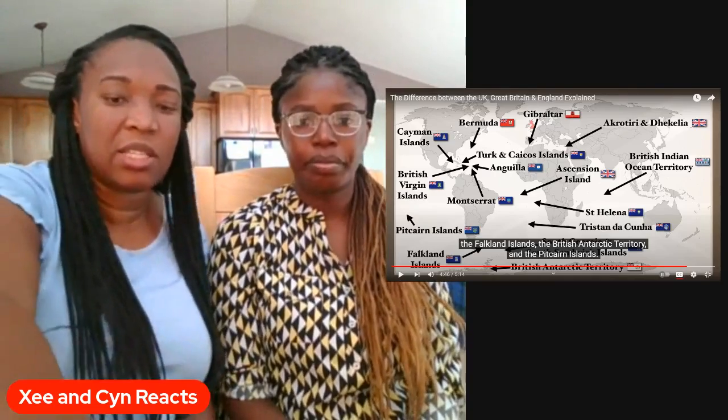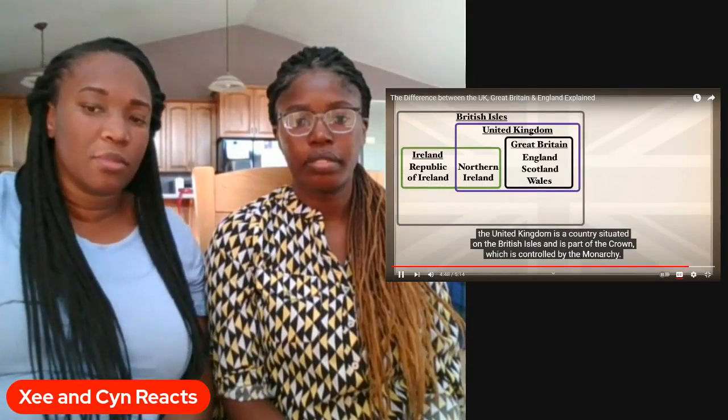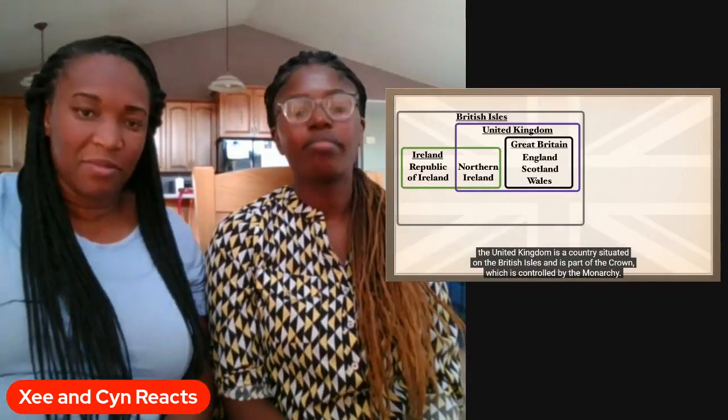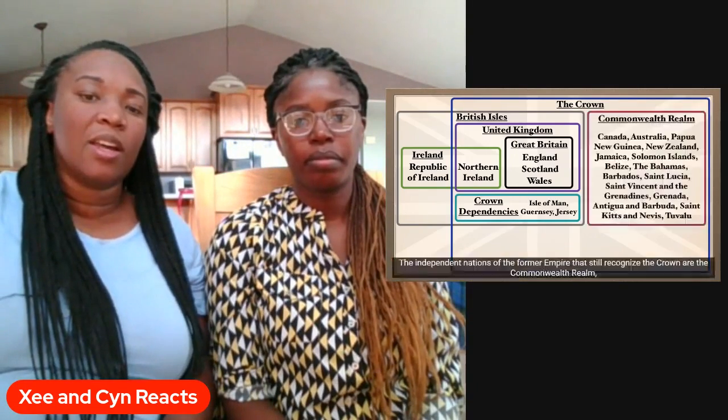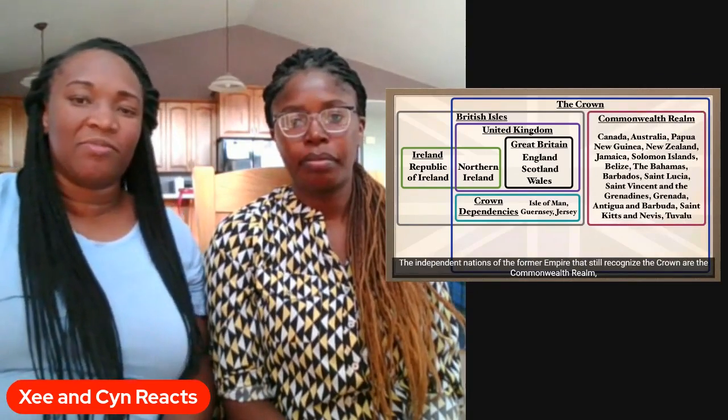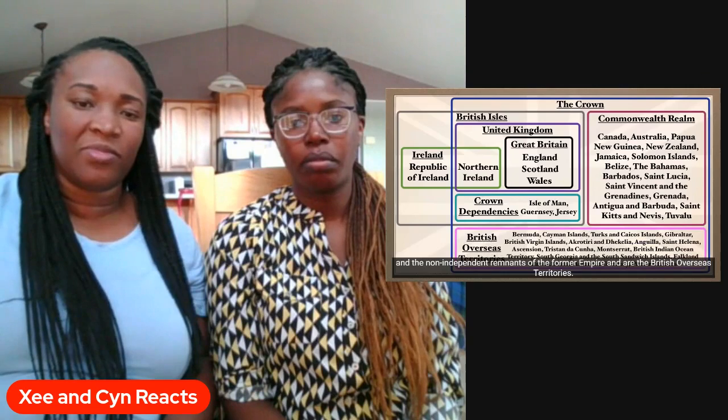They are dependencies. For our final Venn diagram, the United Kingdom is a country situated on the British Isles and is part of the Crown, which is controlled by the monarchy. Also part of the Crown and the British Isles are the Crown dependencies. The independent nations of the former empire that still recognize the Crown are the Commonwealth realm, and the non-independent remnants of the former empire are the British overseas territories.